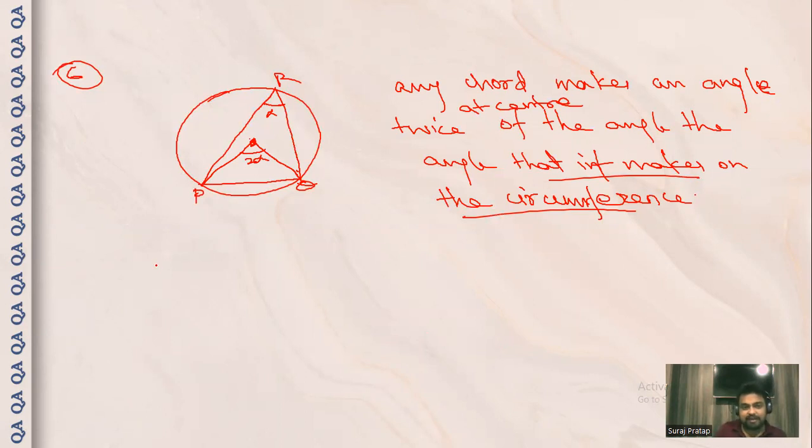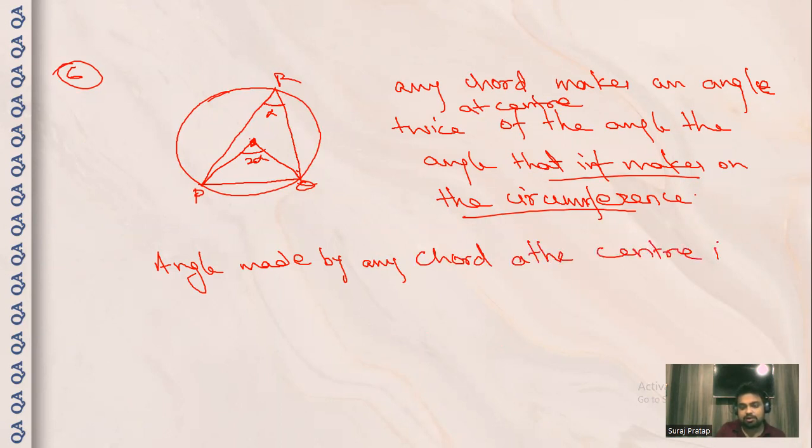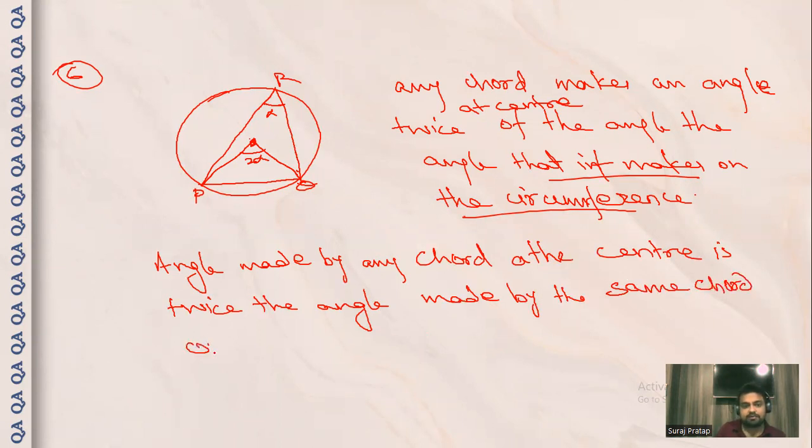Or in another way, we can say that the angle made by any chord at the center is twice the angle made by the same chord on the circumference. Same chord on the circumference.